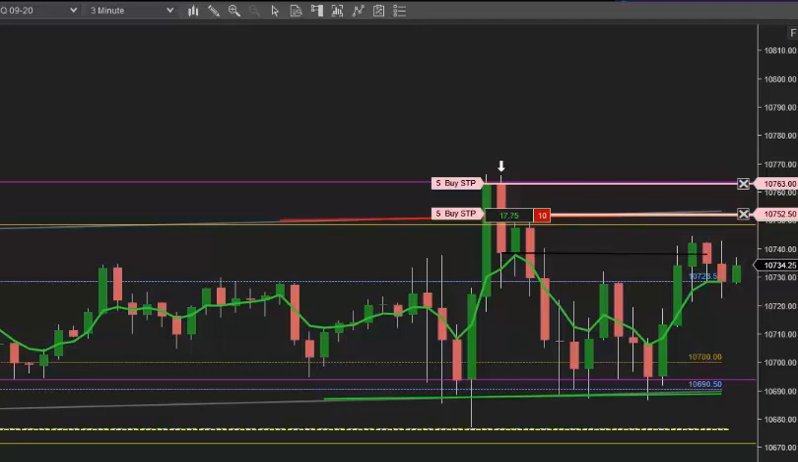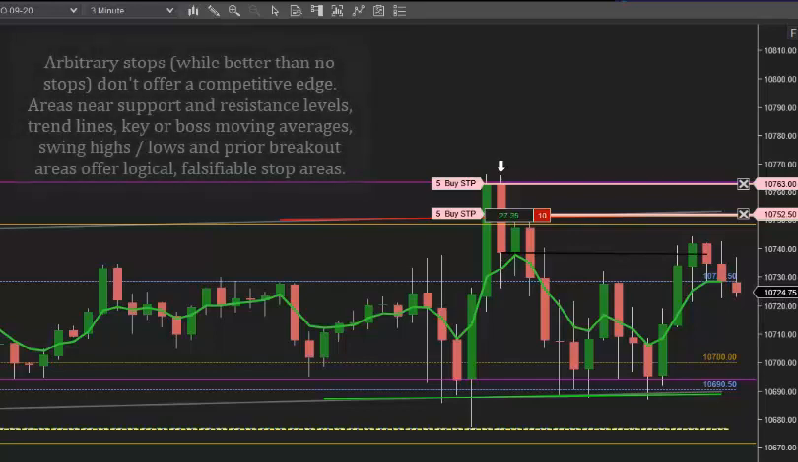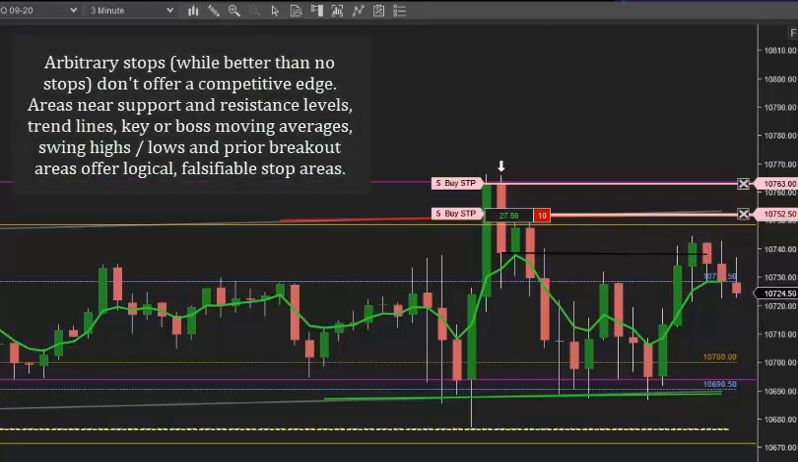Our job is also to keep risk small, meaning a small distance to wrong, meaning a position size that's small enough that we won't be seriously damaged if the trade doesn't work out. And we also need to keep it at a logical, falsifiable area. So many traders I know use these arbitrary stops. I'm going to do a 5% stop, an 8% stop. Really, that's quite meaningless. What matters in the market is support and resistance, highs, lows, breakout areas. You want to put your stop somewhere logical.